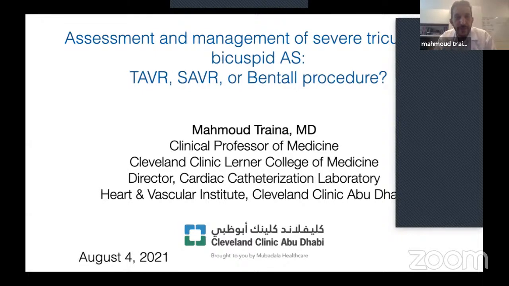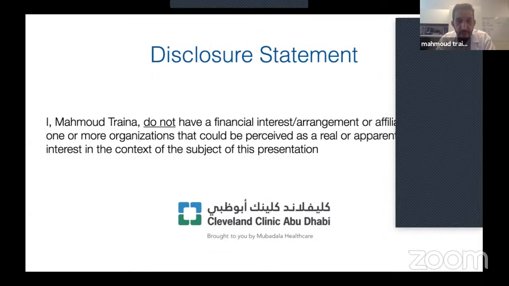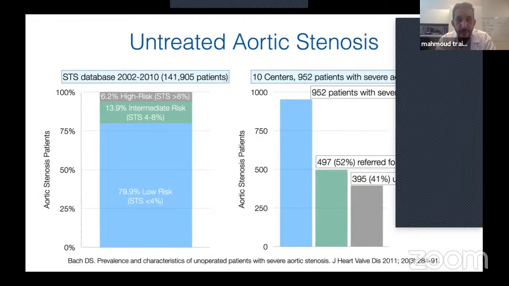So I'll be talking about how we evaluate and manage patients with aortic stenosis, both tricuspid and bicuspid, in terms of our decision-making of transcatheter approaches versus surgical approaches. I have no disclosures relevant to this talk. As we all know, there's a huge burden of aortic stenosis, with the vast majority of these patients being low risk. But up until recently, and especially with the advent of TAVR, a very low percentage of these patients were getting to surgery and to operation.